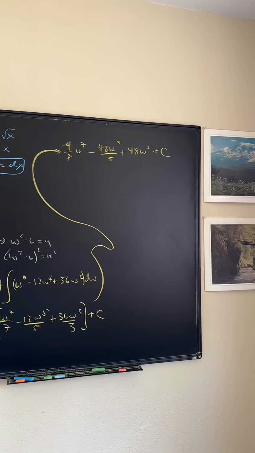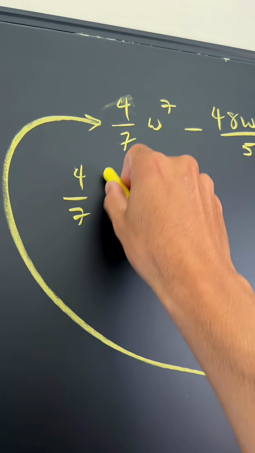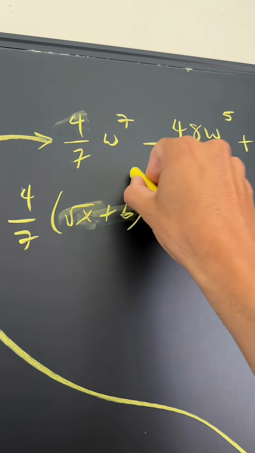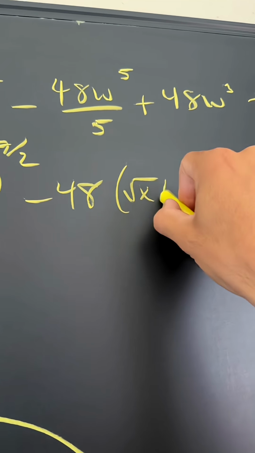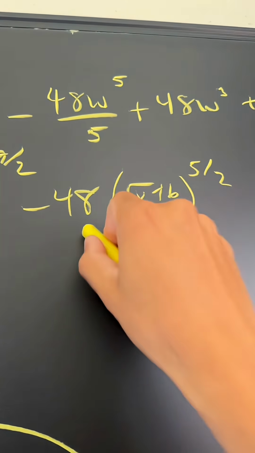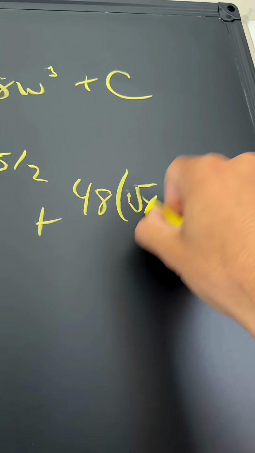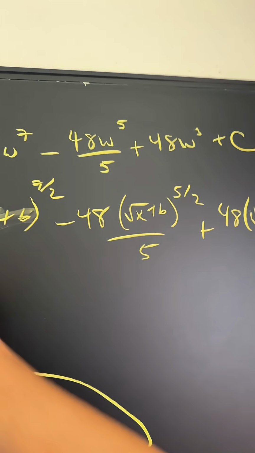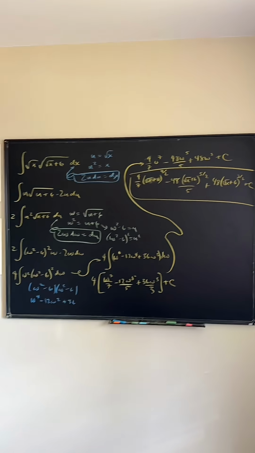So we need to start rewriting everything. We're going to write 4 sevenths, and then we have the w part, which is the square root of x plus 6 to the power of 7 over 2. So minus 48, and then we're gonna do the square root of x plus 6 to the 5/2 over 5. And then one last thing, 48 times the square root of x plus 6 to the 3/2, plus your C. And we have successfully solved problem number 61 on Book of Integrals.